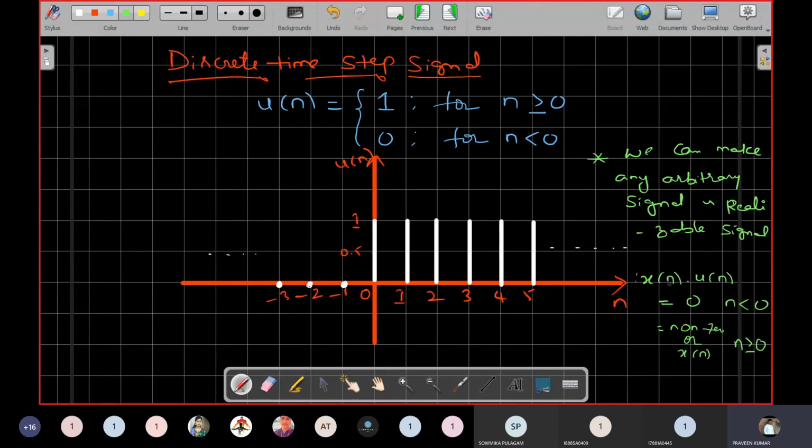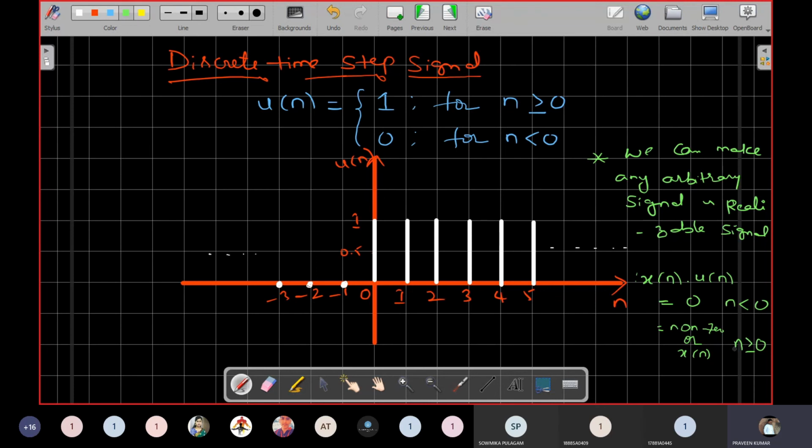For the negative time, what happens? The value of u of n is 0 for negative n, so x of n into u of n is 0 into something, and the product is 0. Now this product has 0 amplitude for negative time, and the non-zero values are the same as the signal x of n for positive time. Now x of n exists only at positive time. This is one of the features of the discrete time step signal.